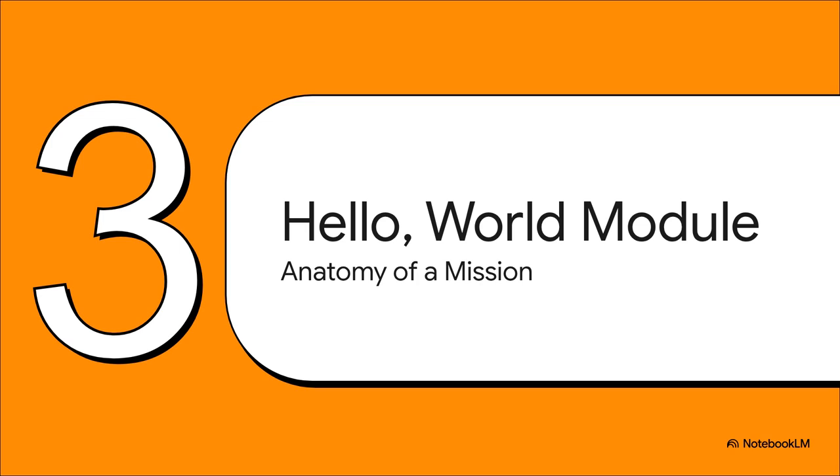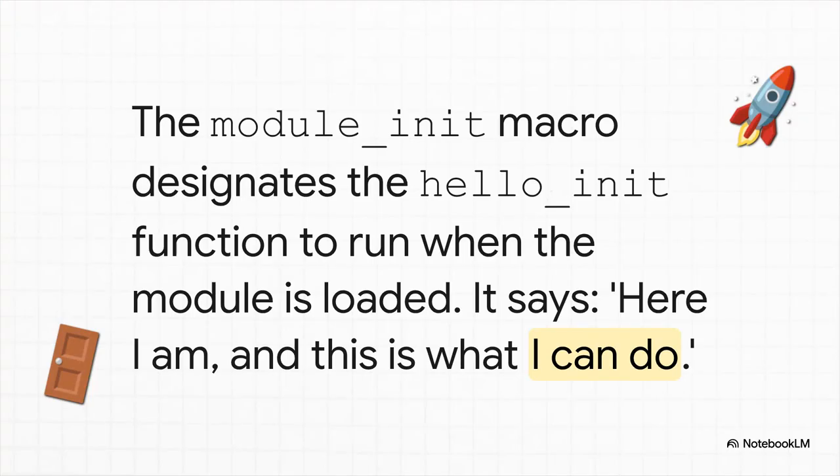Okay, to really get a feel for how these things work, let's roll up our sleeves and break down the simplest possible module you can make, the classic Hello World. We're going to dissect its structure and see what makes it tick. Look at the essential parts of its little mission. First things first, every module needs a front door, right? An entry point. That's this initialization function, which we're calling hello_init.